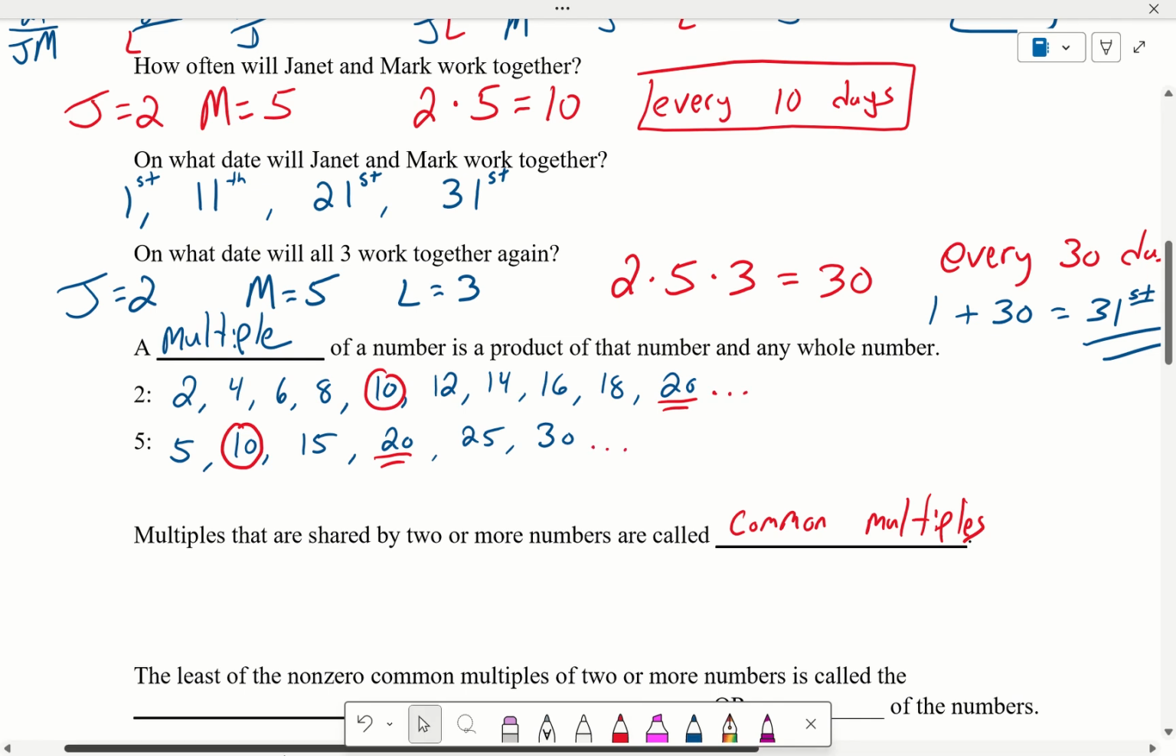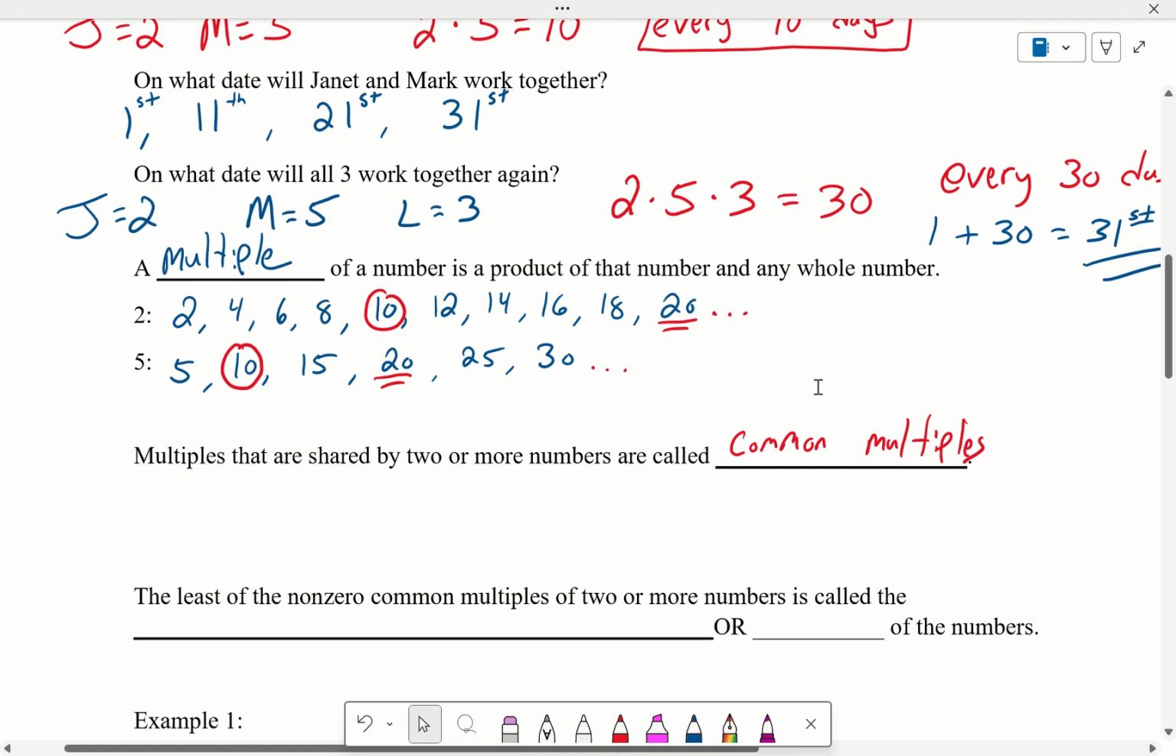So what's the next common multiple after 20? It's going to be 30. I didn't show it up in the top row there, but 30 and 30, they are common multiples, even though I didn't show it. There you go. 10, 20, 30, then 40 is going to be next. You get the idea. What's 2 times 5, by the way? 10. So every 10 numbers will be common multiples between 2 and 5.